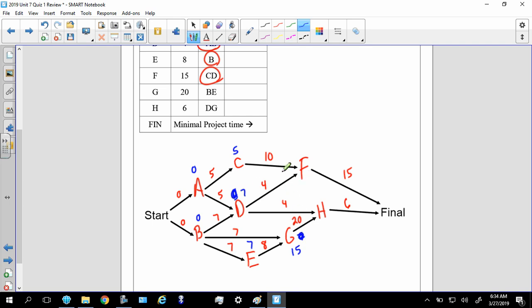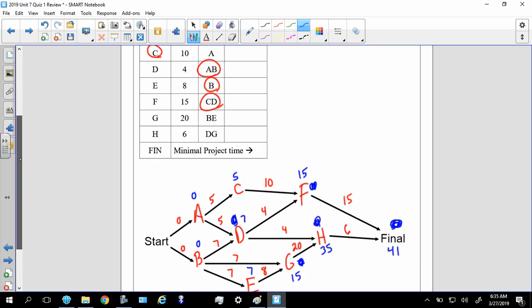All right, let's see. F has 2 arrows to it. So C can get to F in 15. D can get to F in 11. So obviously 15 is going to win. All right. So H has 2 arrows. D can get to H in 11, or G can get to H in 35. It's going to be 35. Lastly, for the finish, F can get to the finish in 30. H can get to the finish in 41. 41 will win. So let's go ahead and throw our numbers on there.